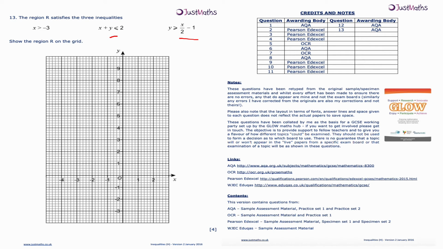So x is bigger than negative 3. Okay, so that's going to be a vertical line. Okay, so this is the line, oops, x equals negative 3. So it's going to be everything on this region with that big arrow. Okay, the next one is x plus y is less than or equal to 2. Well, that's going to look something like this.